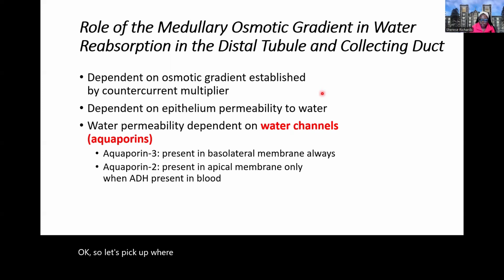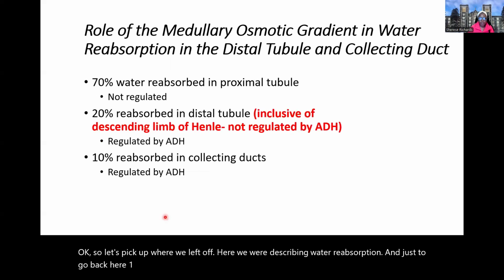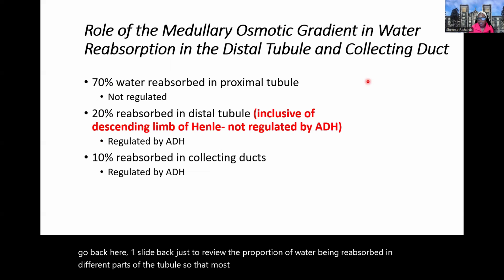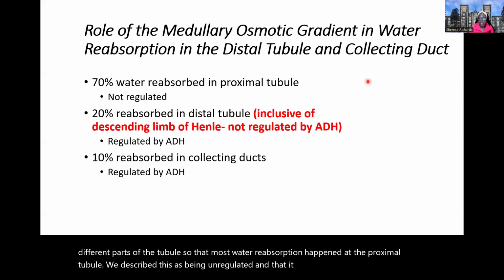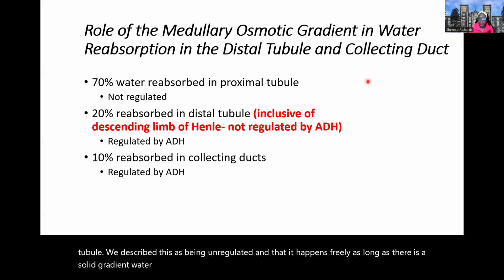We left off here, we were describing water reabsorption. And just to go back here, one slide back, just to review the proportion of water being reabsorbed in different parts of the tubule. So the most water reabsorption happens in the proximal tubule. We describe this as being unregulated in that it happens freely as long as there's a solute gradient. Water can follow by osmosis.